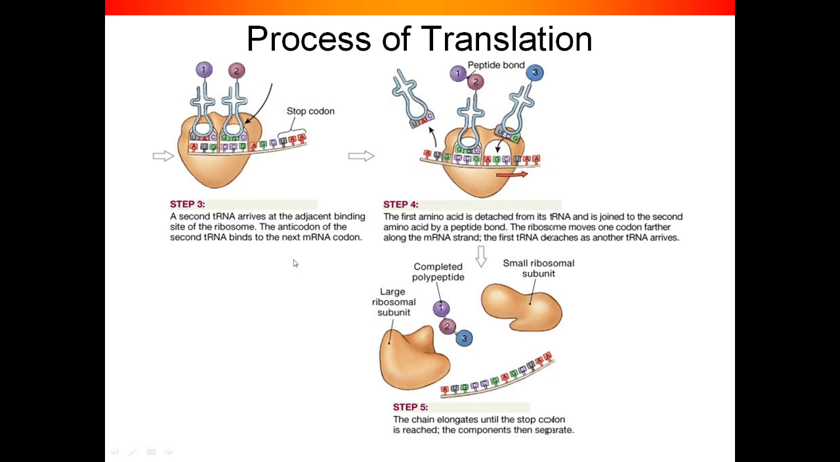Okay? Now this next slide right here continues the process of translation. Right? You can see how the ribosome is going to move down the messenger RNA strand. Right. This first transfer RNA is going to get kicked off when it adds its amino acid to make room for another transfer RNA to bind at this codon right here with its anticodon in order to bring in the next amino acid in the sequence.